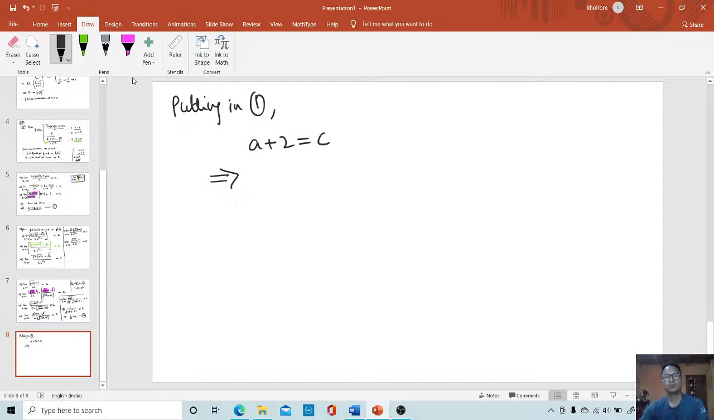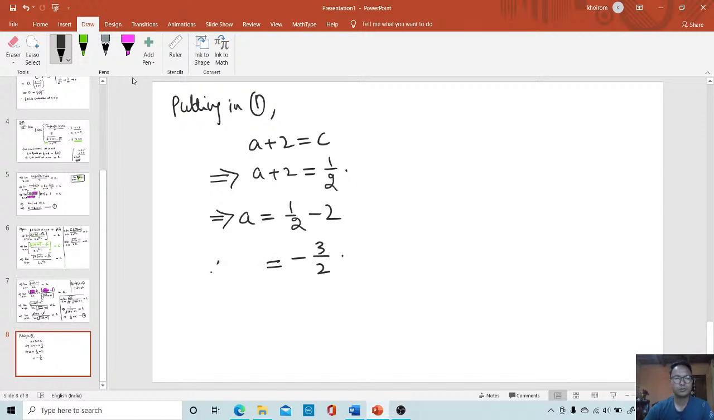a plus 2 is equal to c, right? a plus 2 is equal to c. The value of c we are having is 1 by 2. So a will be 1 by 2 minus 2, so that will be how much? Minus 3 by 2. So the value of a is now minus 3 by 2.